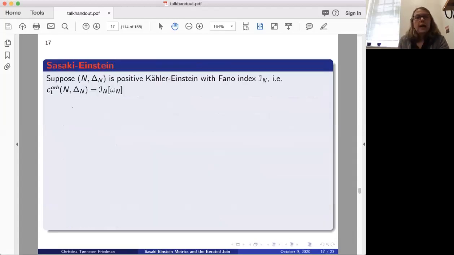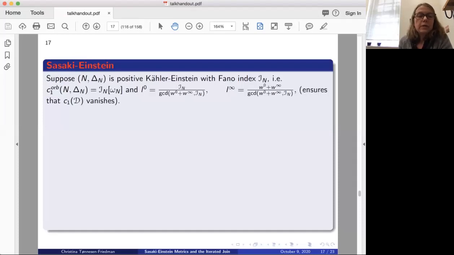All right, and then if we say that we started with n, delta n being a positive Kähler-Einstein metric with Fano index i_n, then if we pick the L0 and L infinity this way, that would ensure that the first Chern class of the contact bundle vanishes. So there's hope for a Sasaki-Einstein solution.